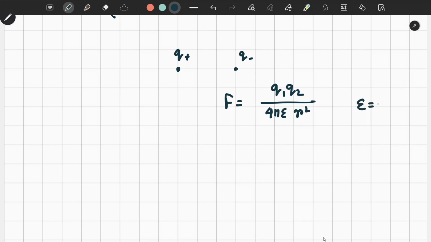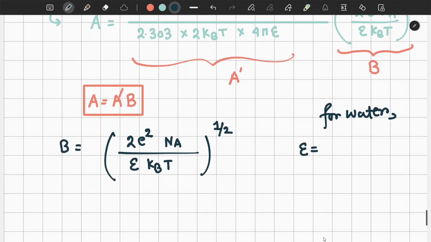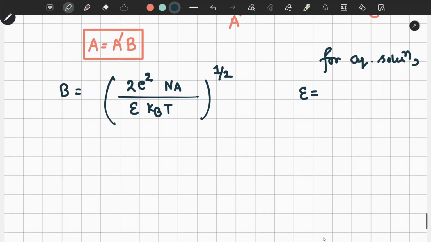And this epsilon is actually epsilon naught into epsilon r. Epsilon r is the relative, that is epsilon by epsilon naught. But why should we use water? Because we are considering the dilute solution of water. This Debye-Hückel limiting law is valid for ions dissolved in a solution. We are considering the aqueous solution, so not for water, it's for aqueous solution. This is the dielectric constant for the aqueous solution, epsilon.